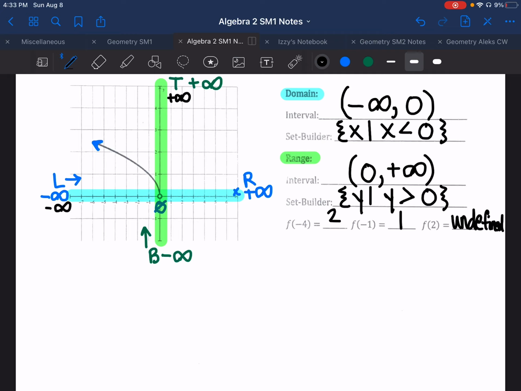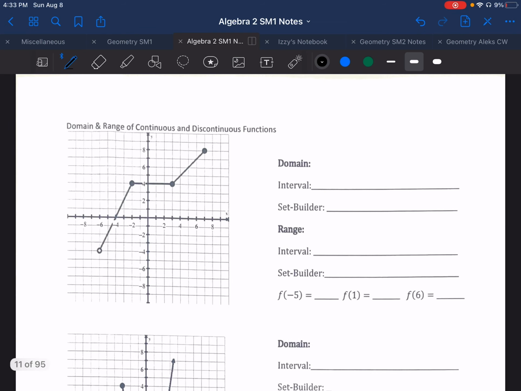Ooh, squeezed it in. I do encourage you to pause the video and try this third one on your own, and then you can come back and you can check your answers. So here we go.